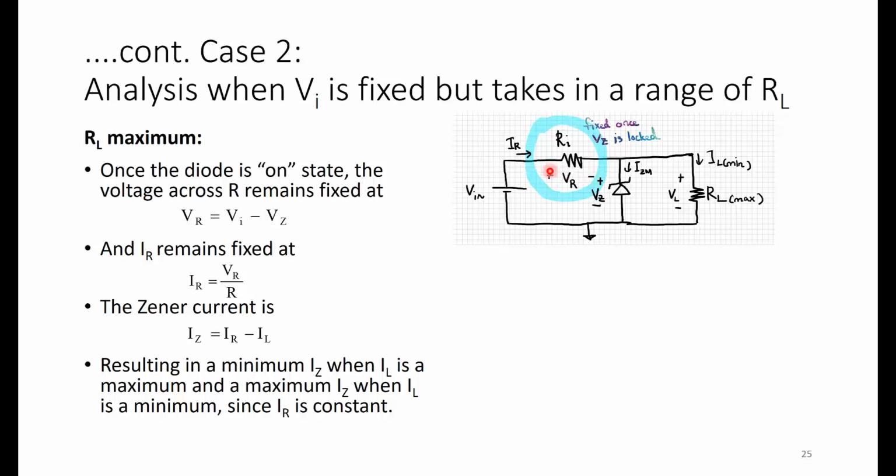Again, I'll repeat myself: IR will distribute to IZ and IL, and the distribution between IZ and IL depends on the value of RL. If the value of RL is too big, then there will be a minimum value of IL, because a lot of the current would prefer to go through the Zener diode.